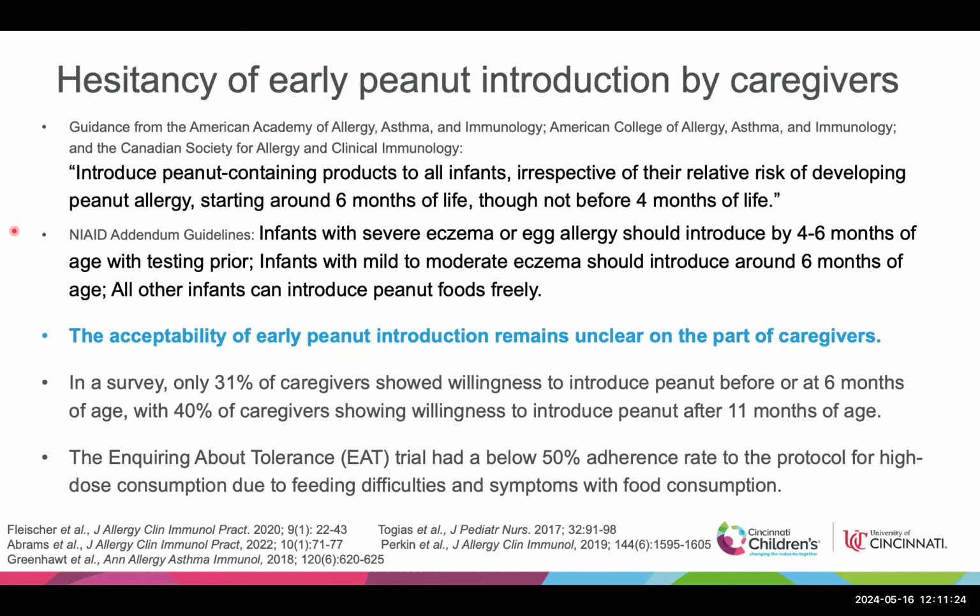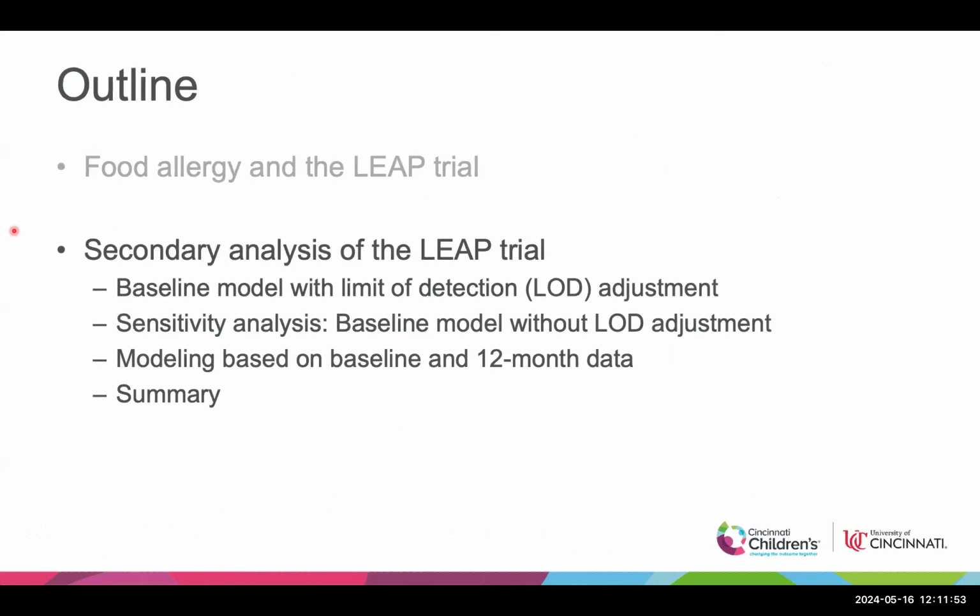For example, also the EAT trial, which is another early introduction trial for several foods in a general population, but they had a below 50% adherence rate to the protocol in the high consumption group. That was partially due to feeding difficulties and symptoms. So there's still a lot of research to be done in the area of early introduction to prevent food allergies, even though there are a lot of evidence points, especially for peanut and egg, that this is really effective. That brought us to our study.